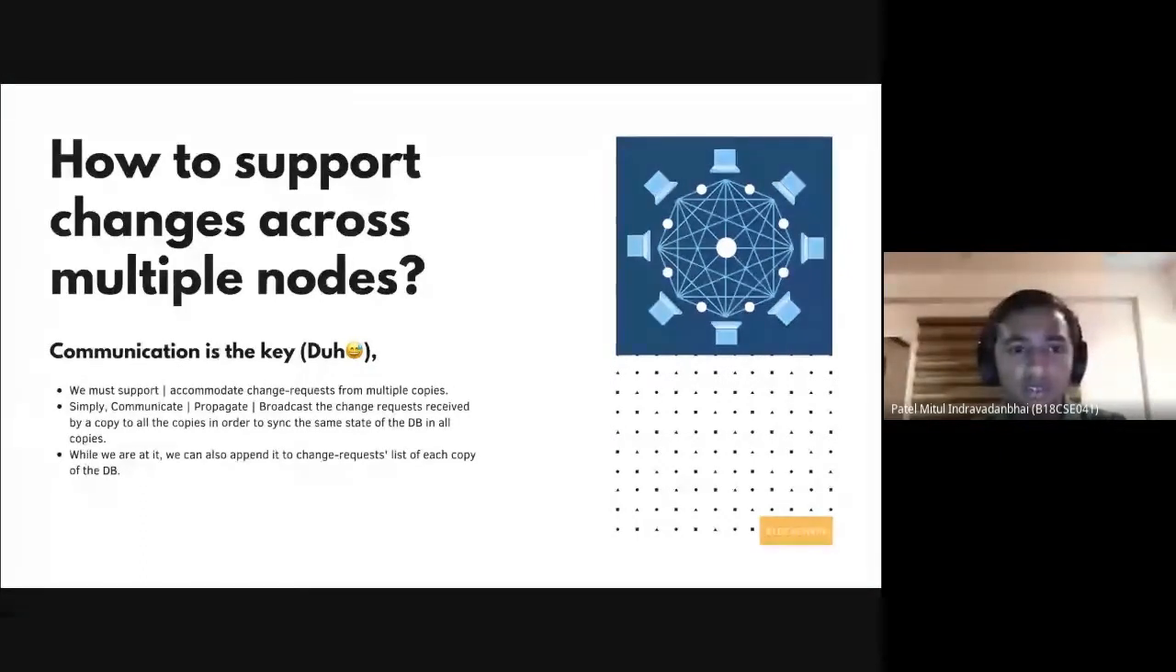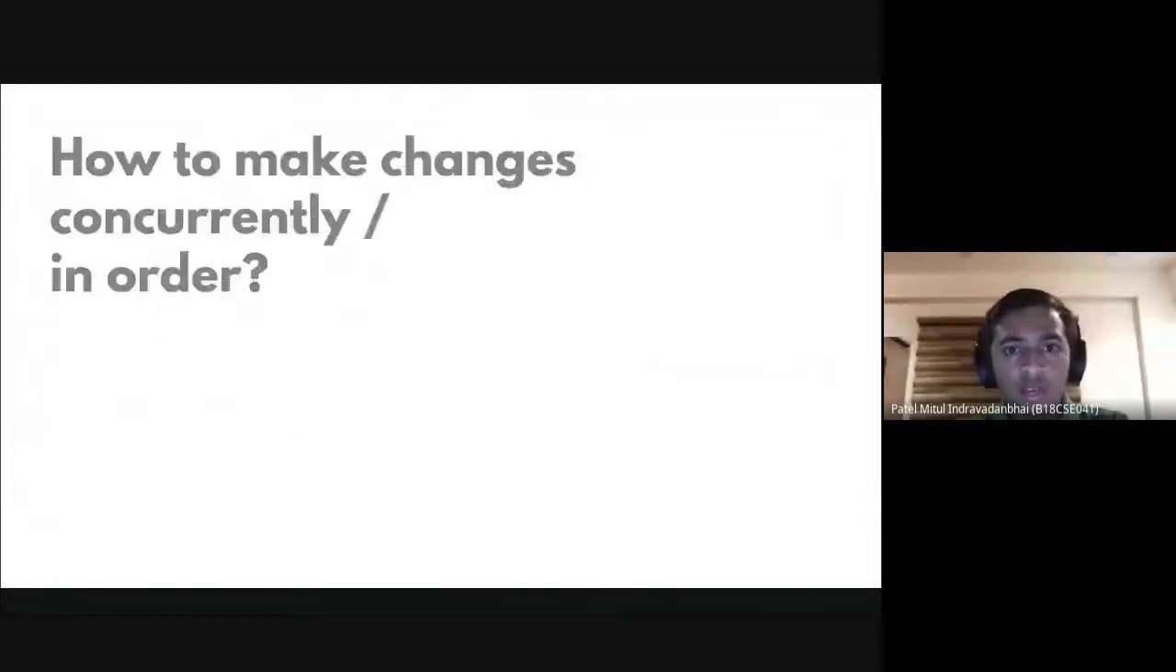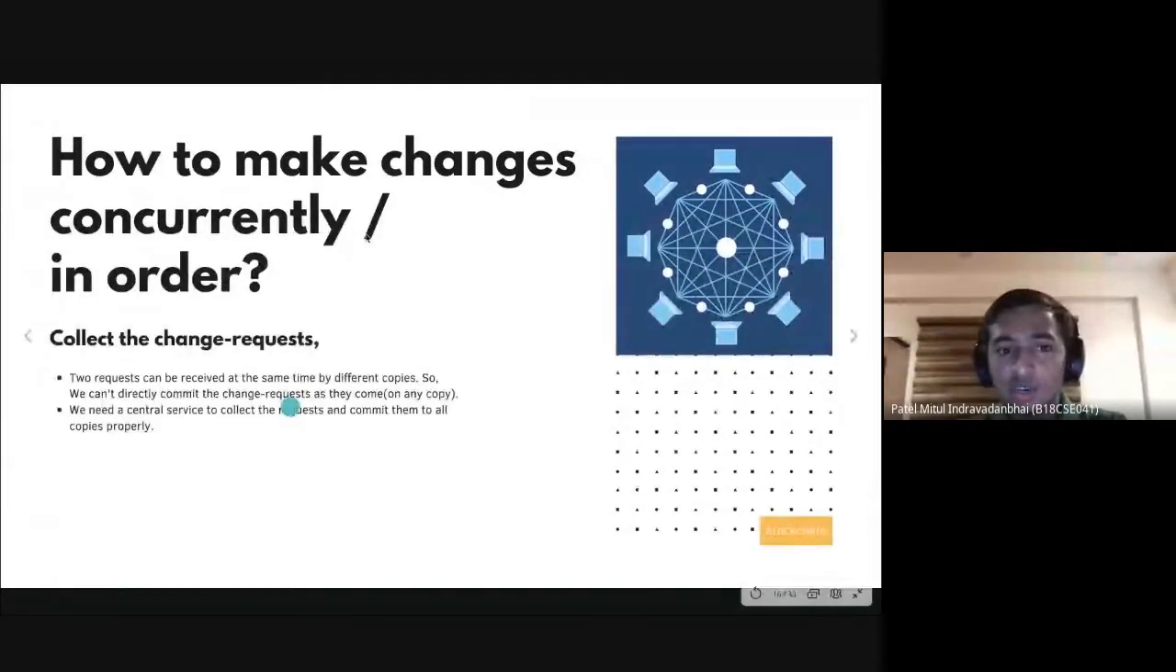The question: how to make changes concurrently or in order? It might be a case where two nodes or two copies receive two different change requests at the same time. So we need a central service to collect the requests and commit them properly later.